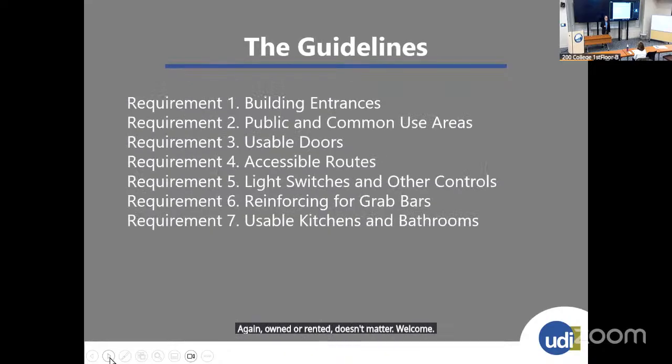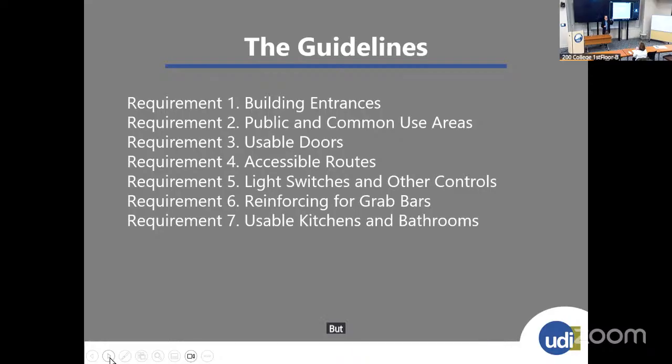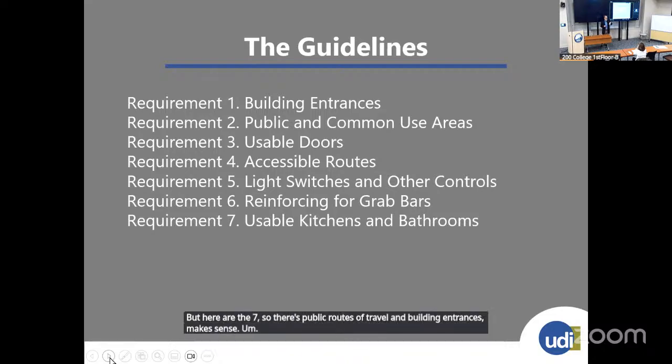And the guidelines, as you'll see, we certainly have an example of the Fair Housing Amendments Act guidelines over here. I think Ashley brought some others that you may see, so you can reference some of these as we're talking. They're divided into 7 requirements, kind of oddly divided in my opinion. You may also agree, but here are the 7. So there's public routes of travel and building entrances, makes sense. Public and common use areas, we'll talk about that in more detail, also makes sense.